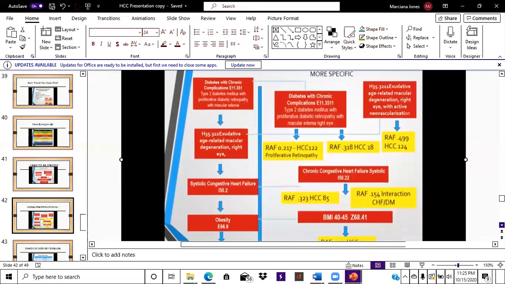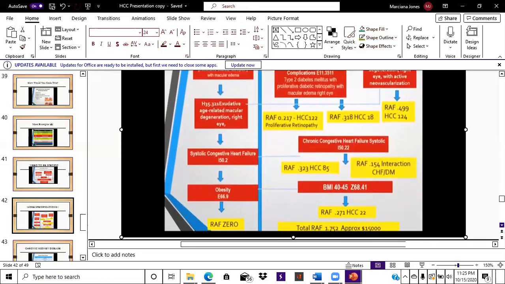I tell your physician to be more specific, and it'll probably RAF. You know, documentation is good to know because physicians love when you point out where they're missing money. So chronic congestive heart failure systolic. Not just systolic, chronic. And it's going to RAF.